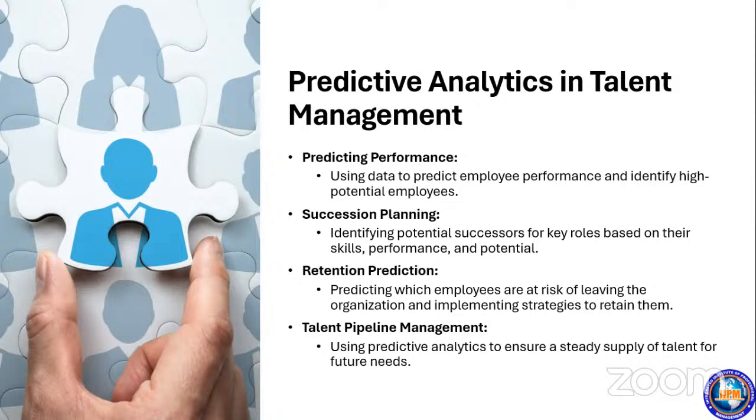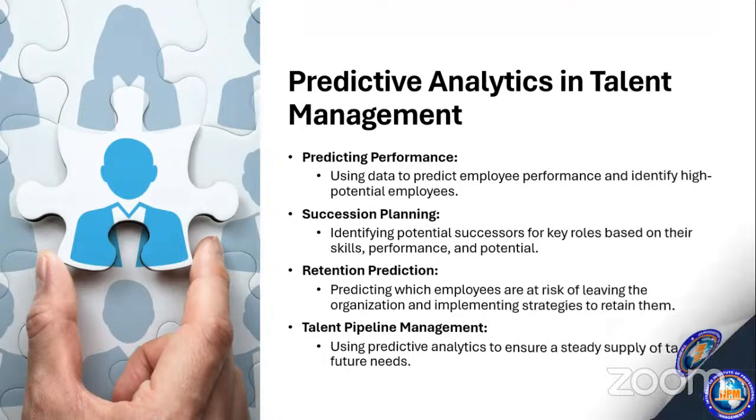So succession planning, you have to identify potential successors for key roles based on their skills, performance, and potential. And then you have to predict which employees are at risk of leaving the organization and implement strategies on how to retain them. If they're not doing well, then you have to find ways to train and develop them to increase their capacity. Then retention prediction, predicting which employees are at risk of leaving. Then talent pipeline management, using predictive analytics to ensure a steady supply of talent for future needs.